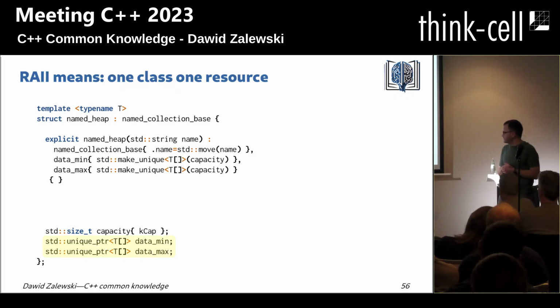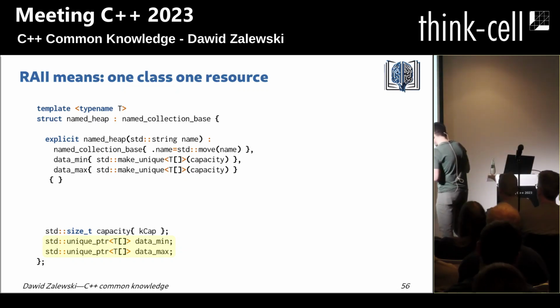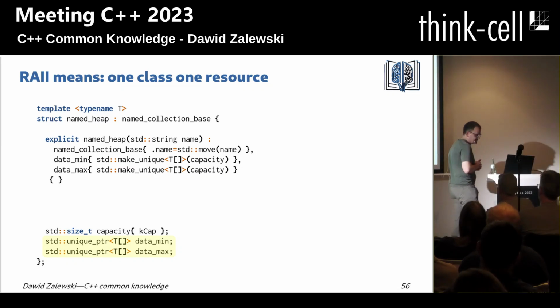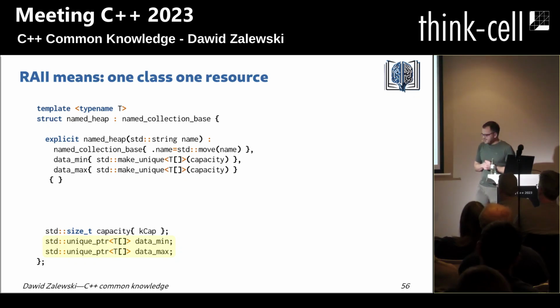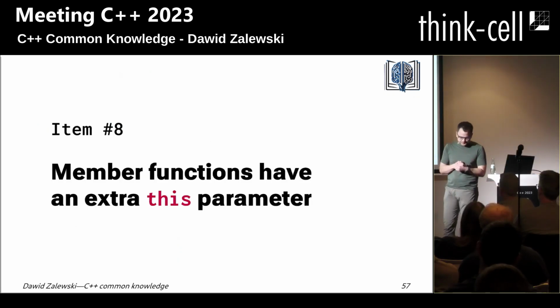And if we are at least with C++11, we quickly should realize that this is what unique pointer is for, right? Or std::vector, and not your manual memory management. Which brings us to a totally different item. Item number 8.